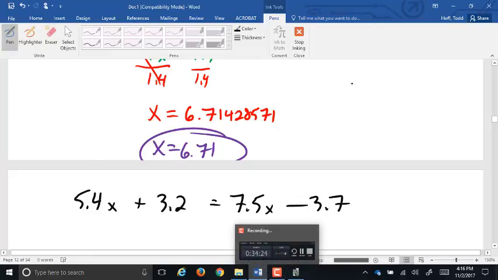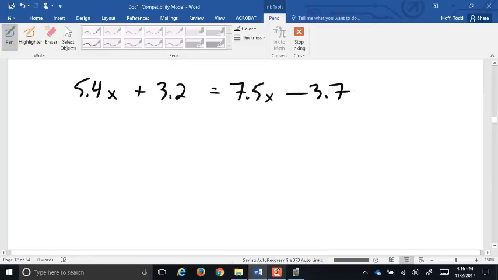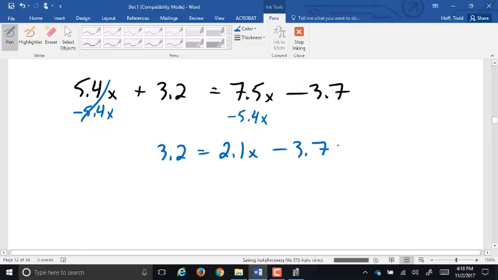I'll give you a minute to try that one, and we'll talk about it here in just a little bit. Where do we start? Subtract the 5.4x from both sides. There we go. So we get 3.2 equals 2.1x minus 3.7. Then what? Add 3.7. Good.